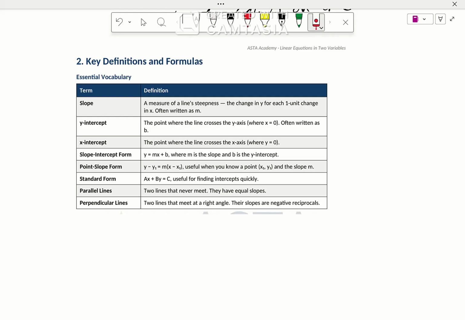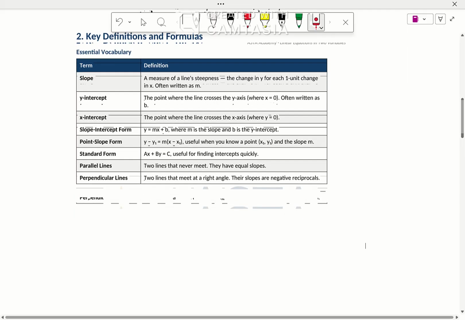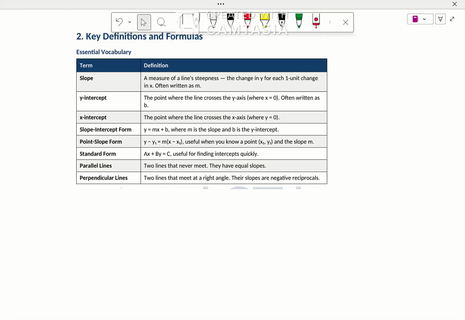Then there are the cases of parallel lines and perpendicular lines. These are the basic definitions. Two lines that never meet are parallel; they will have equal slopes, and we'll look at this in more detail a little later. When two lines meet at right angles, they are called perpendicular lines. We will look at how, given two equations, we can find out whether they are parallel or perpendicular. In the case of perpendicular lines, their slopes are negative reciprocals.